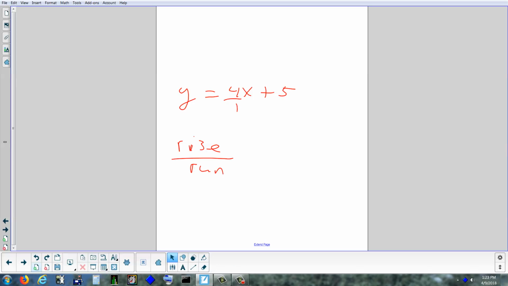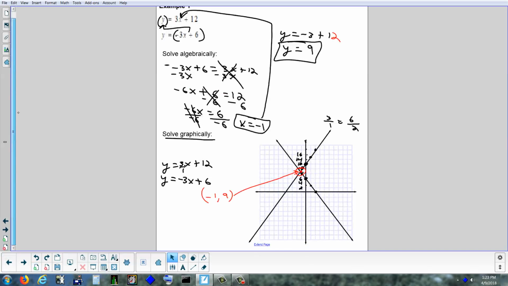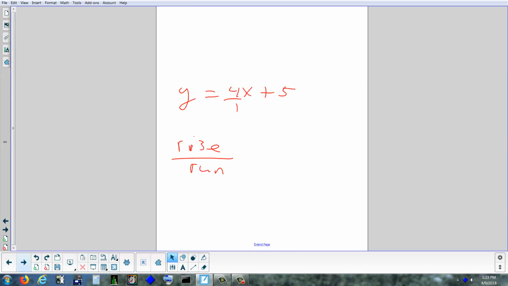Remember, rise is up if it's positive, down if it's negative. Run is always to the right. There's no other steps? Nope, that's how you graph. And then after you do those 2 steps, you'll have 2 dots. Then just draw a line. You have to draw a line.